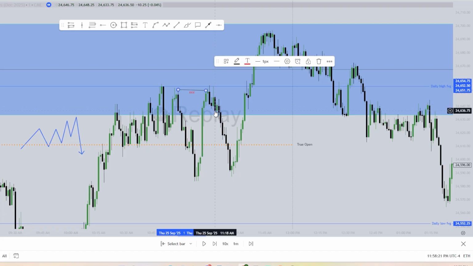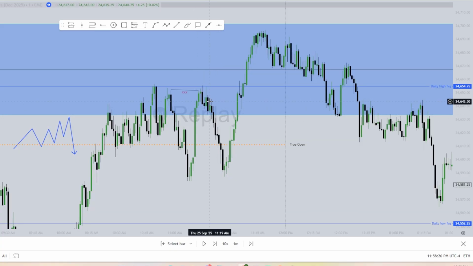If this was bullish, we should not leave this as a breakaway gap and just start shooting up. The fact that we're coming back, trending back into that, tells me that this is a possible good trade.